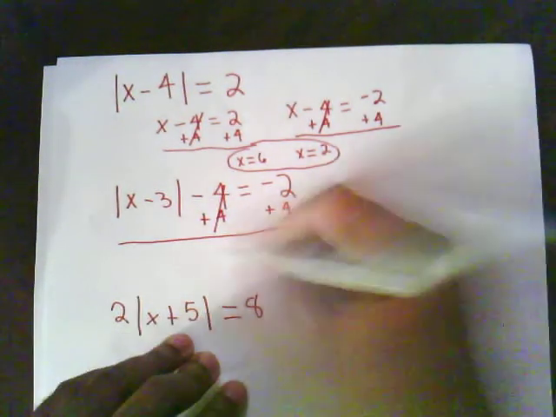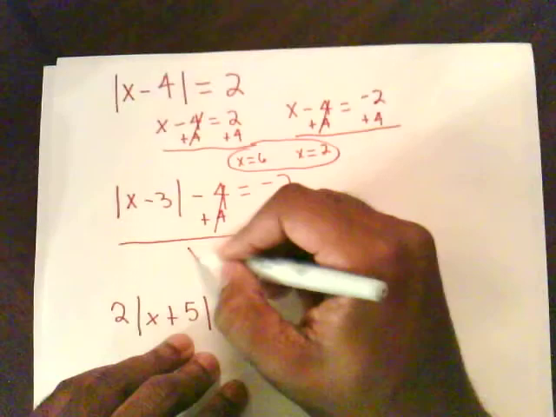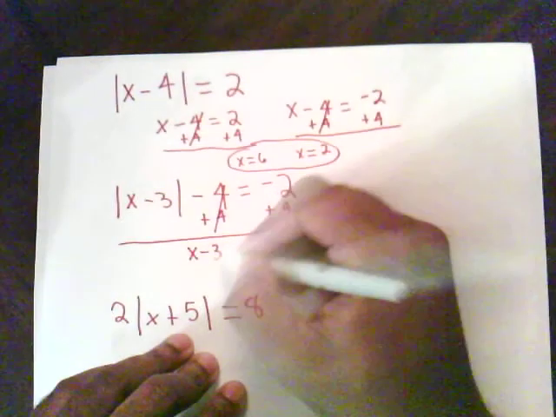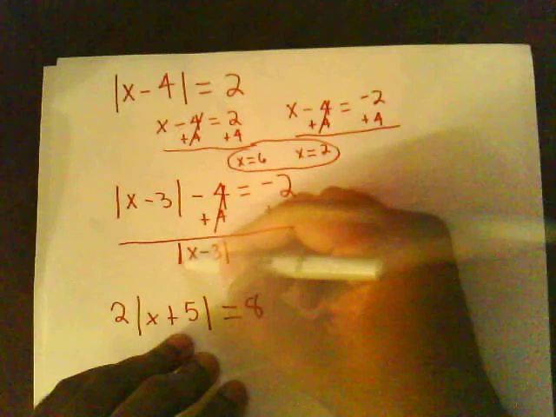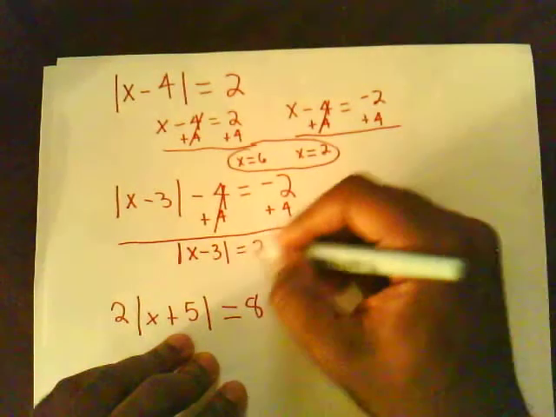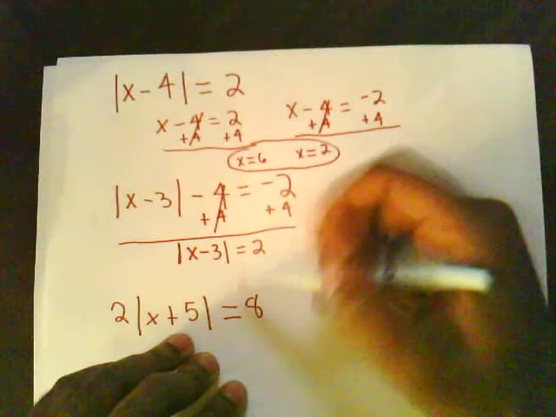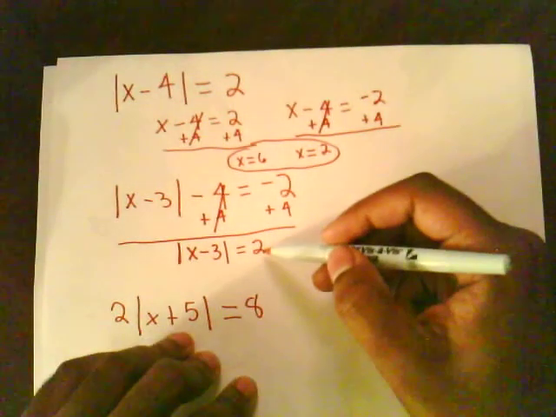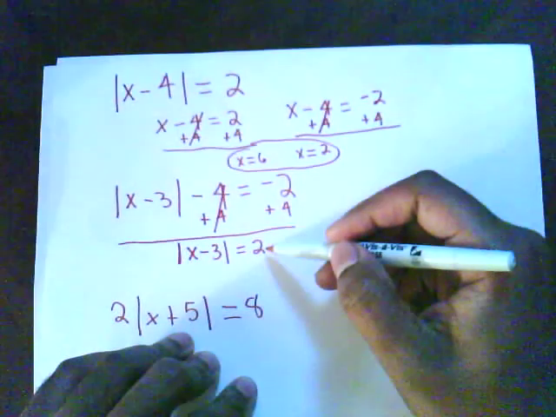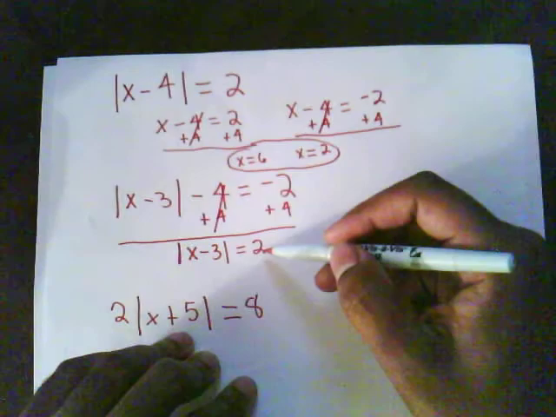So now we bring everything down, and what do we have left? The absolute value of x minus 3 equals 2. Now this is similar to the first problem we had. At this point you look to see what it equals. It's a positive number, so you know you're going to have two solutions.